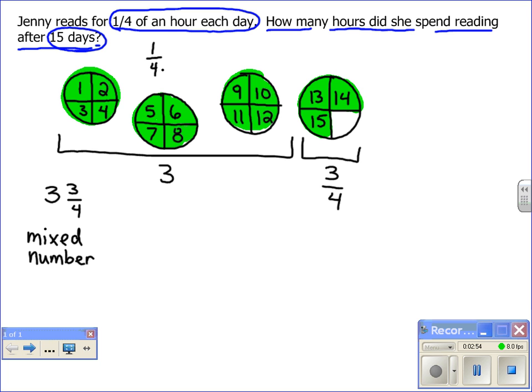One way that I remember a mixed number is it's mixed. It has a whole number and a fraction. It's a mix of a whole number and a fraction.